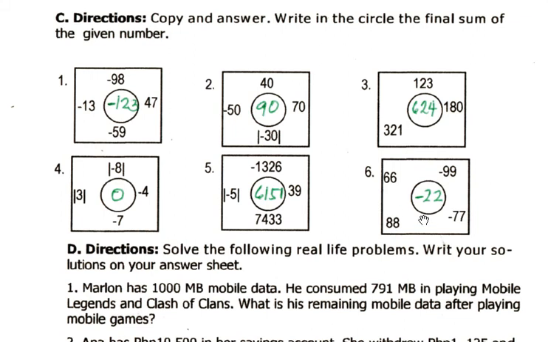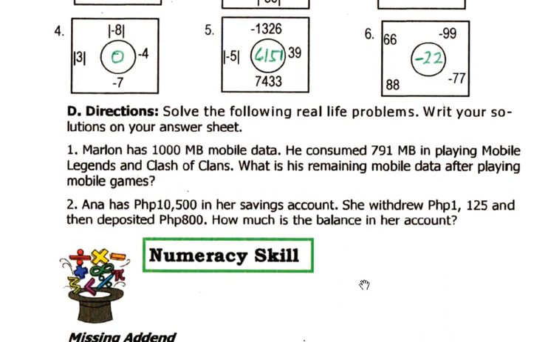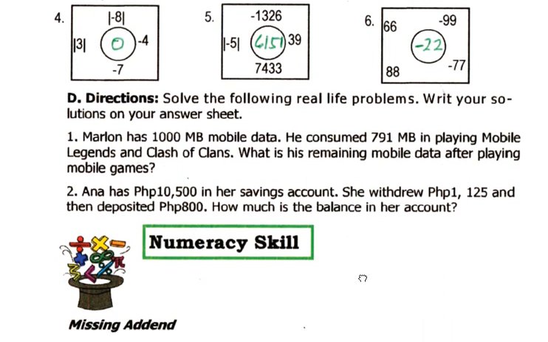So we can actually subtract first 88 here. Minus 77, that's 11. Then you add 11 to 66, that is 77. Then subtract, negative 99 plus 66, that is negative 22. That concludes our solution for letter C. We move on to D.